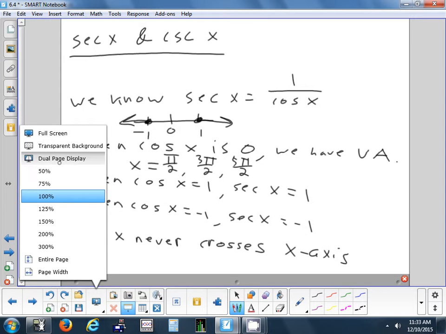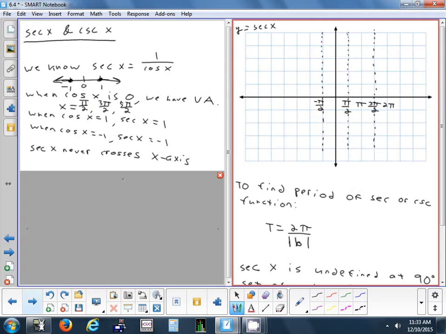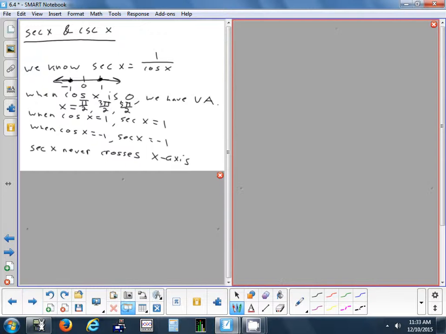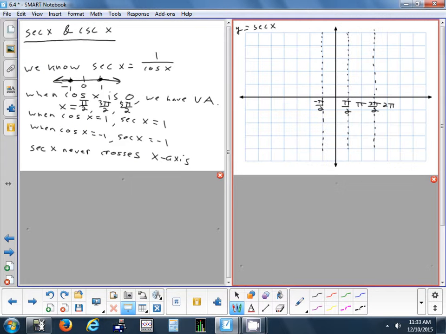All right, so let's see if we can use some of that information and make a sketch for secant. Okay, I've already put the asymptotes in. I just drew a bunch of them at pi over 2, 3 pi over 2, -pi over 2. Does it cross the x-axis? No. Nope. So I'm going to sketch in these 2 sections here. These 3 dotted lines really give me 2 sections.